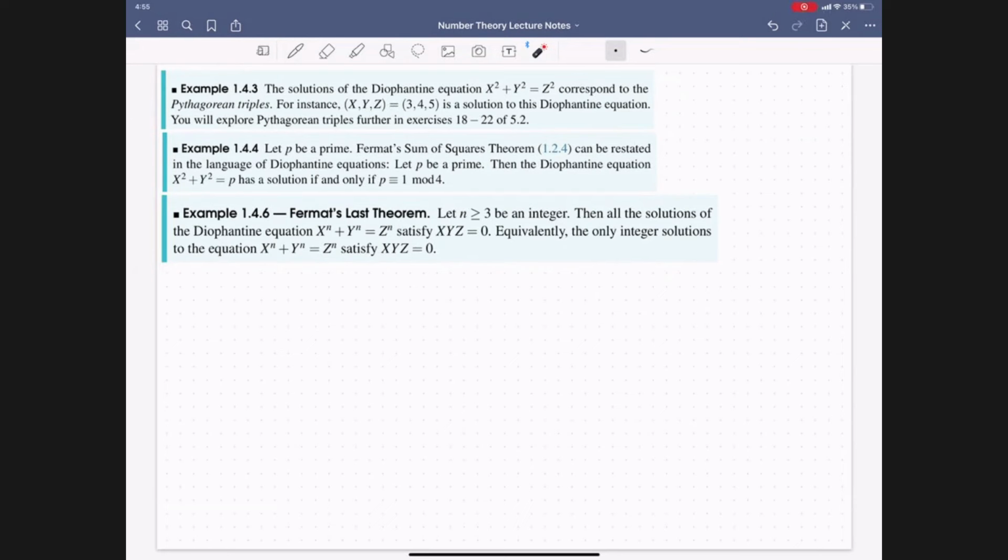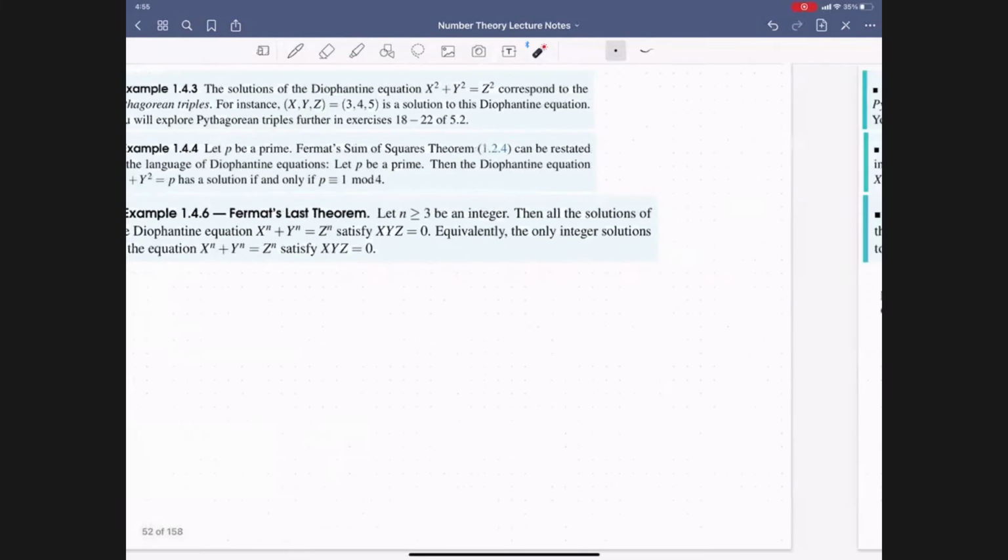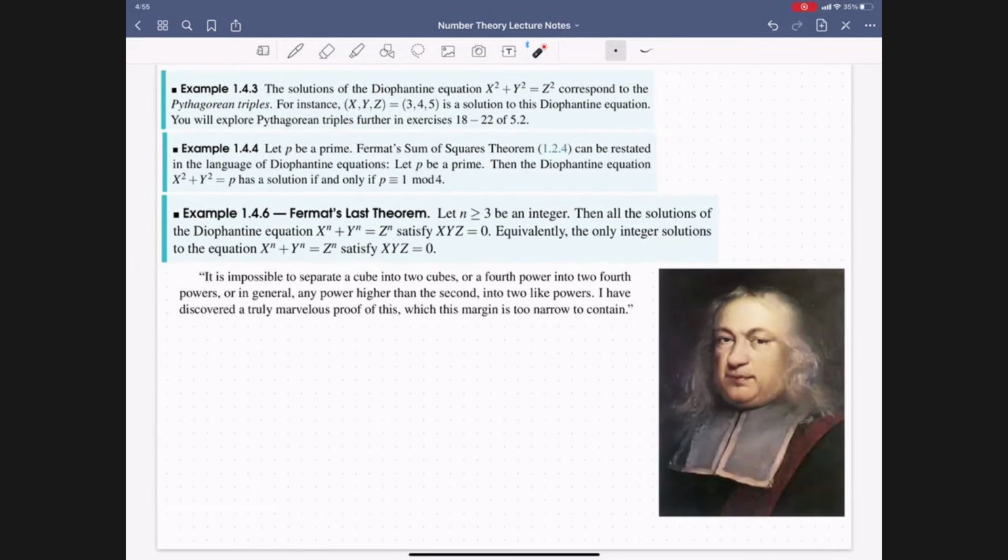And in the margin of his copy of Diophantus' Arithmetica, Fermat wrote the following famous marginal note. "It is impossible to separate a cube into 2 cubes, or a fourth power into 2 fourth powers, or in general, any power higher than the second into 2 like powers. I have discovered a marvelous proof of this, which this margin is too narrow to contain."